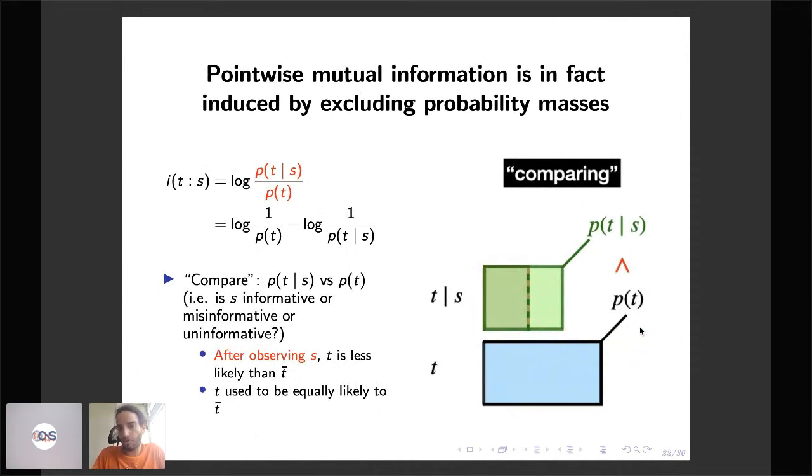And if the chance of T is now less likely, this means that if T happened after S has happened, S was misinforming. S told us that when we have a low atmospheric pressure, the weather is highly likely not going to be sunny. But to our surprise, we woke up and the weather was super, super sunny. That misled us, so we canceled some of the plans that we wanted to do.